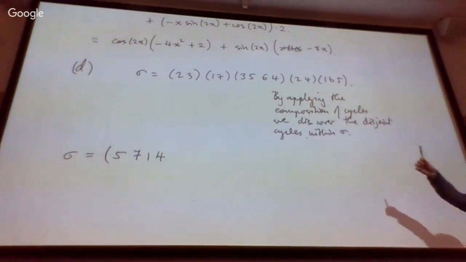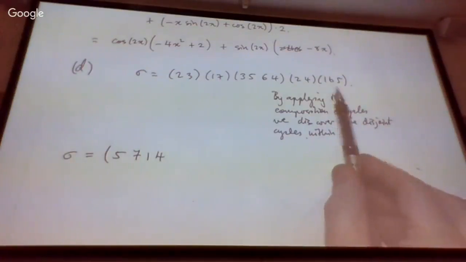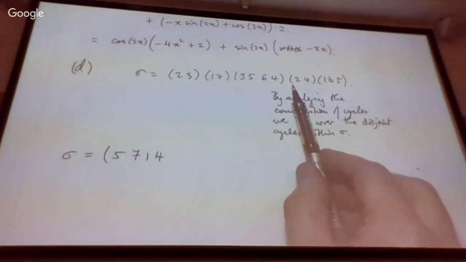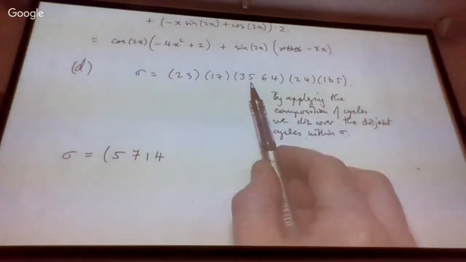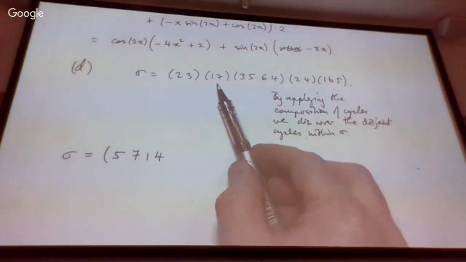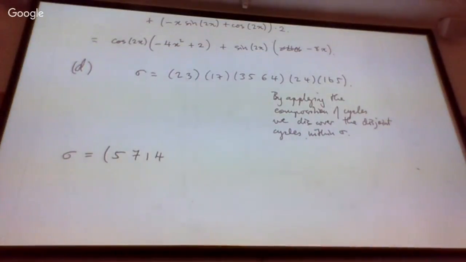Then what happens to 4? 4 is left fixed. 4 gets sent to 2. The intermediate value of 2 is left fixed, and then 2 gets sent to 3. So this cycle is turning out to be quite long.